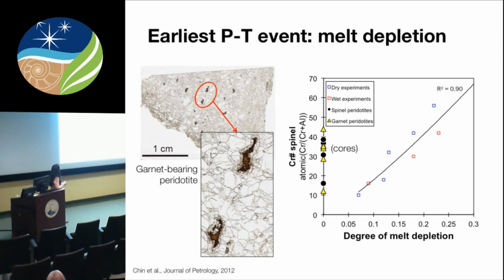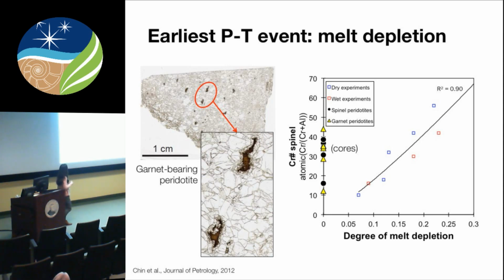So this is a graph of chrome number in spinel versus the degree of melt depletion, and these colored symbols are experimental studies which have been done in both anhydrous and hydrous experiments, which tracked how chrome number evolves with increasing melt depletion. So as you melt more of the mantle, chrome number in spinel goes up.